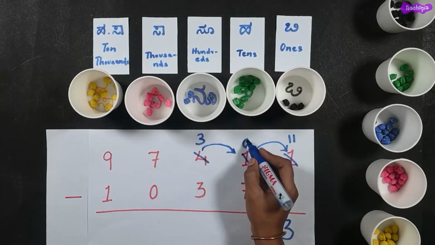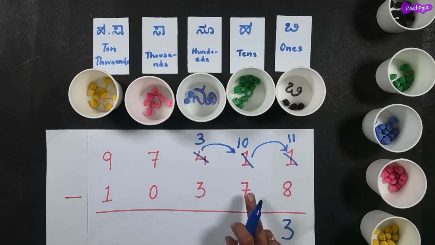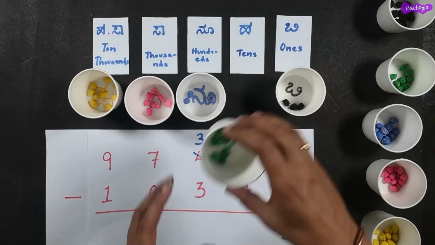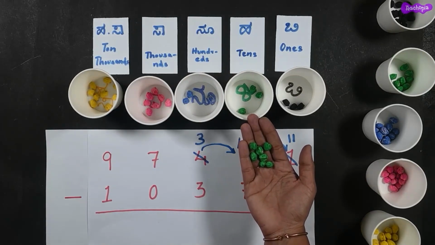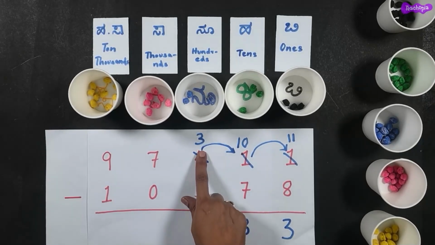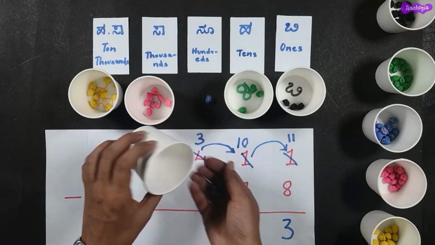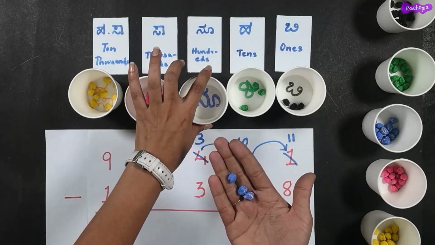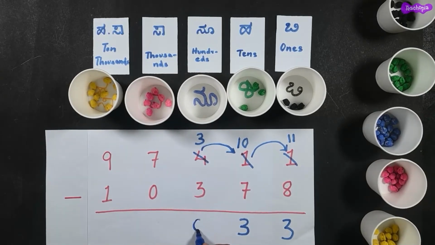At the tens place, the total value present is 10. From these 10 tens, we have to subtract 7 tens. From the cup at the tens place, we must remove 7 green colored grains. If we remove 7 green colored grains, we see that there are 3 green colored grains in the cup at the tens place. We write digit 3 in the tens place of the difference. At the hundreds place, from the 3 hundreds, how many hundreds should we subtract? We have to subtract 3 hundreds. From the cup at the hundreds place, if we remove 3 blue colored grains, the number of blue colored grains left will be 0. From 3, if we subtract 3, we get 0 in the hundreds place.